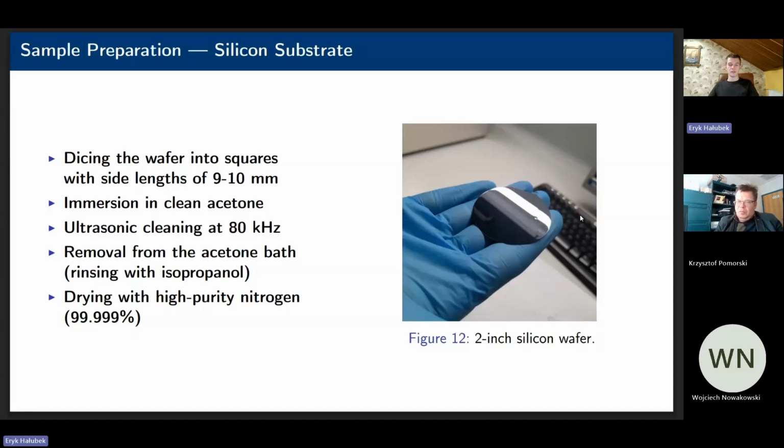And the last step is to dry it with pure nitrogen. It is the same class of nitrogen that is used for food, so it is very clean, and it cannot have any kinds of oil or grease remainings that are often present in lower purity nitrogen.